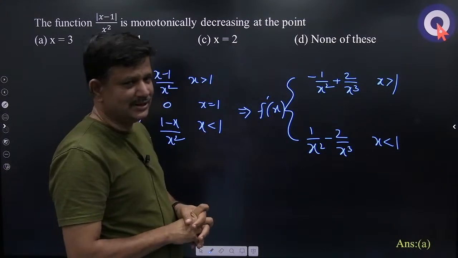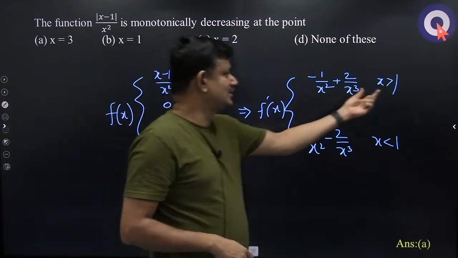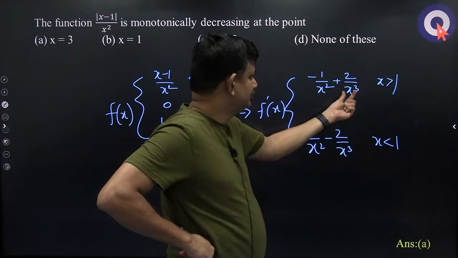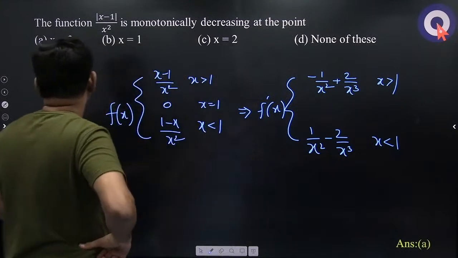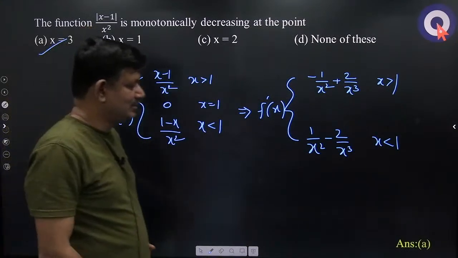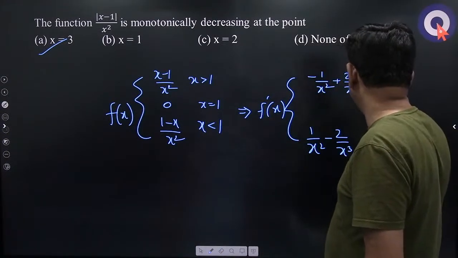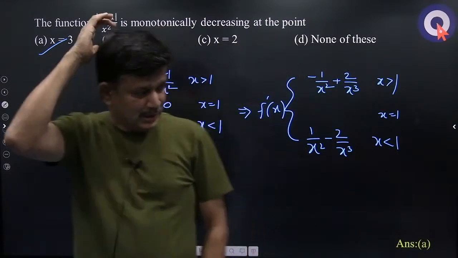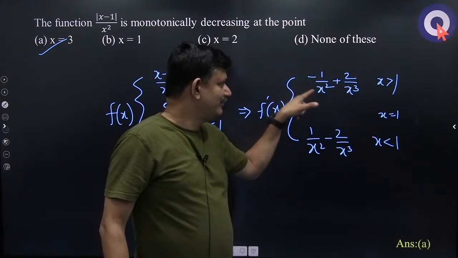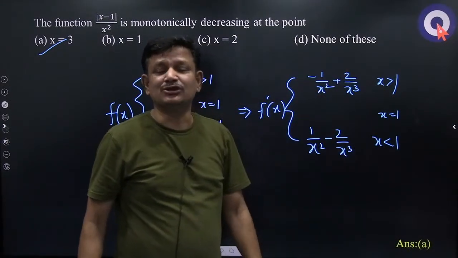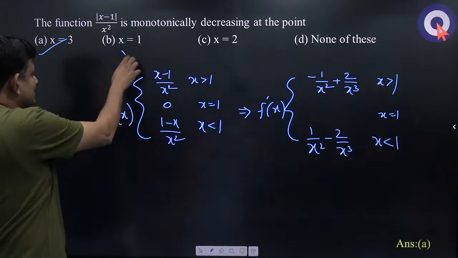Where is it monotonically decreasing? At x is equal to 3. X equal to 3 falls under which category here? If I substitute 2 by 27 minus 1 by 9 is negative. So at x equal to 3 it is decreasing. At x equal to 1 what is happening? The function is not differentiable. So let me understand the derivative to the left and to the right. To the left side of 1 it is 1. To the right side of 1 it is minus 1. So one side it is increasing, other side it is decreasing. So it is neither increasing nor decreasing at 1.